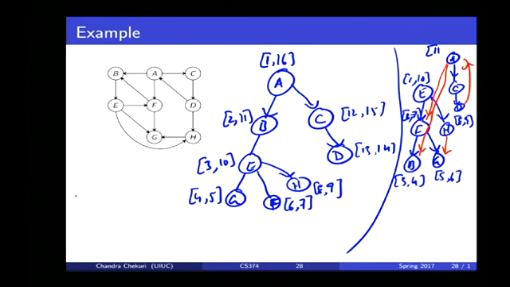So F to B, and sorry, E to A, D to A is a non-tree edge. That's a backward edge, right? D to A is a backward edge. Does it make sense? That is a backward edge. It's going from a node to its ancestor. A is an ancestor of D in this tree, right? And so that's the backward edge.